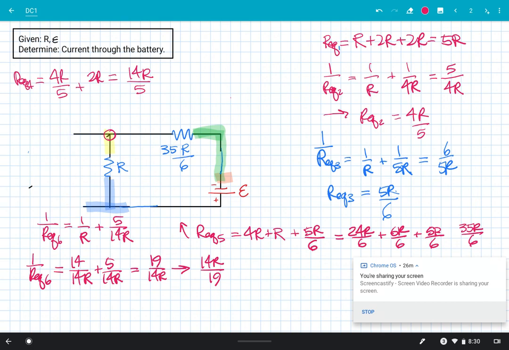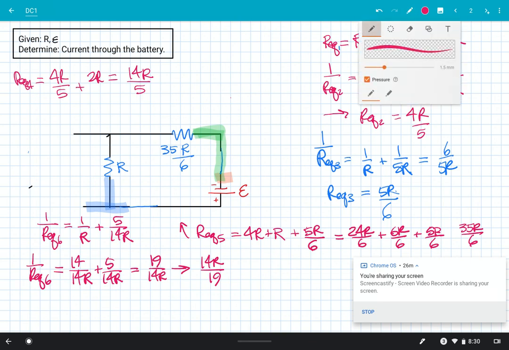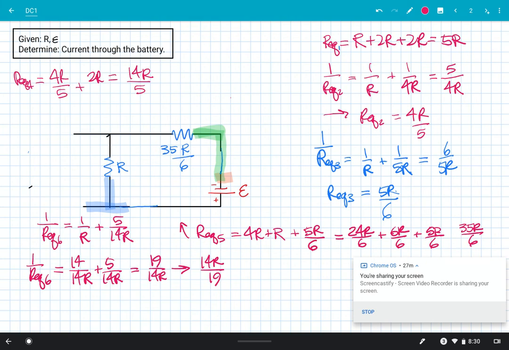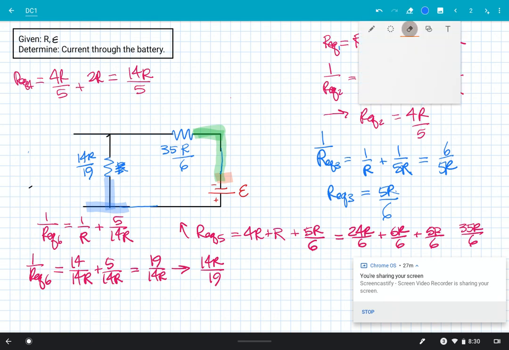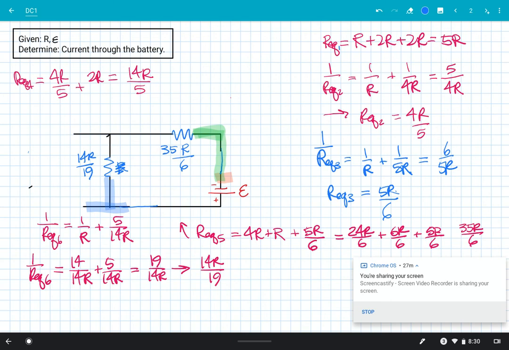Okay. Now my circuit's getting nice and simple. Look at that. Kind of cool. So this guy is 14R over 19. And now I just have these two in series. So even though I kind of have left these little pieces of wire, they don't do anything, right? So if it bugs you, you can knock those totally out there. And we really just have this one loop of current with these two. And now those two are in series.